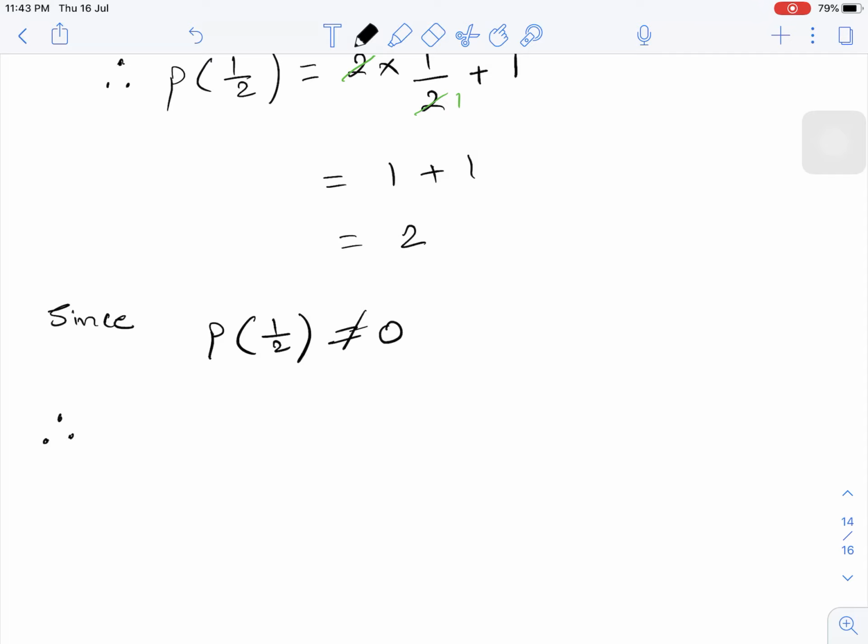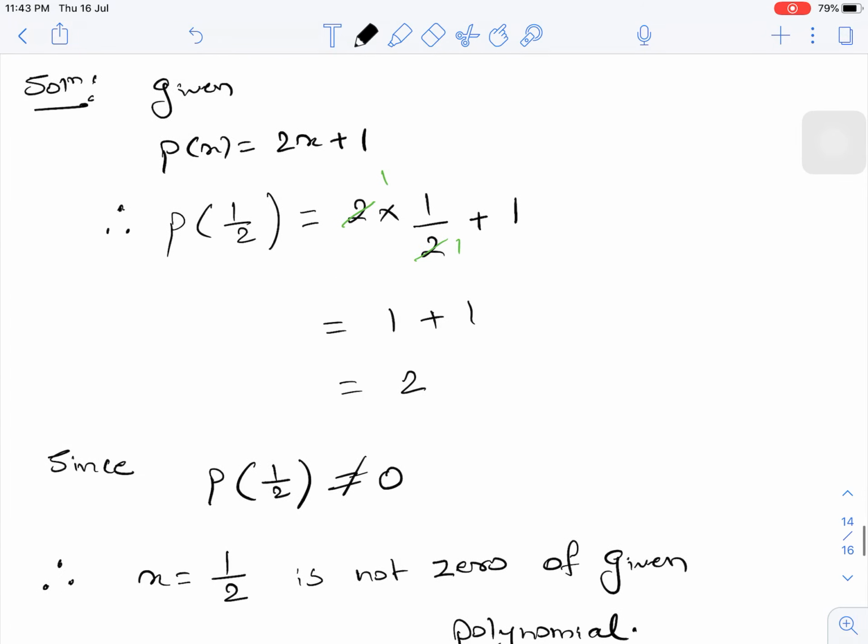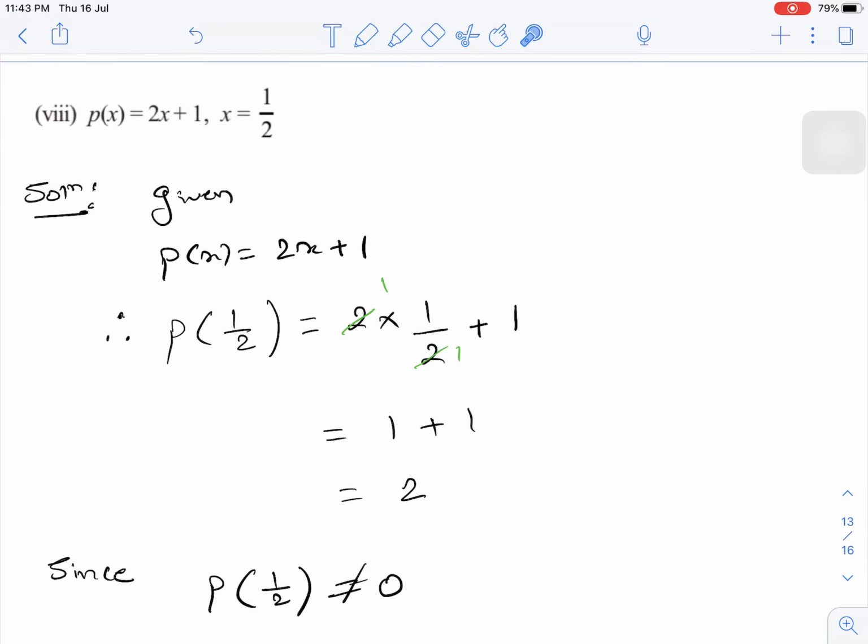therefore x equals 1 upon 2 is not 0 of the given polynomial. Now I think it must be clear to you what is the meaning of 0 of the polynomial. Again I am telling one more time, 0 of the polynomial means whatever value of x we are putting, after substituting this value, if we are getting the value of the polynomial as 0, then we say that this number is 0 of the polynomial.